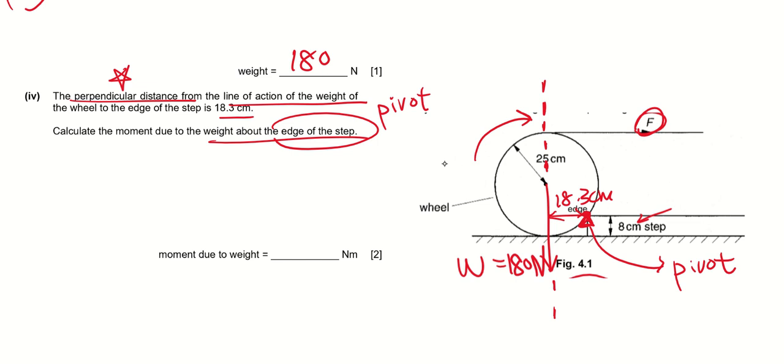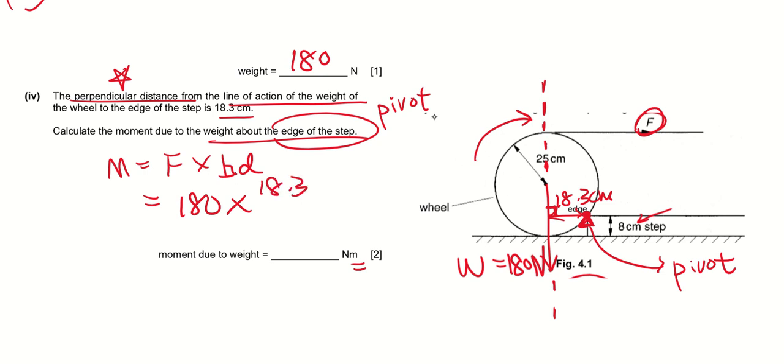Point to the line of action of the force, and we have a perpendicular distance indicated by the perpendicular sign that I just drew. Now, moment equals force times perpendicular distance. Take note they want it in meters. So the force is actually 180. The perpendicular distance provided for me is 18.3, but I need to convert it to meters. So I calculated my answer is 32.9 newton meters, right?